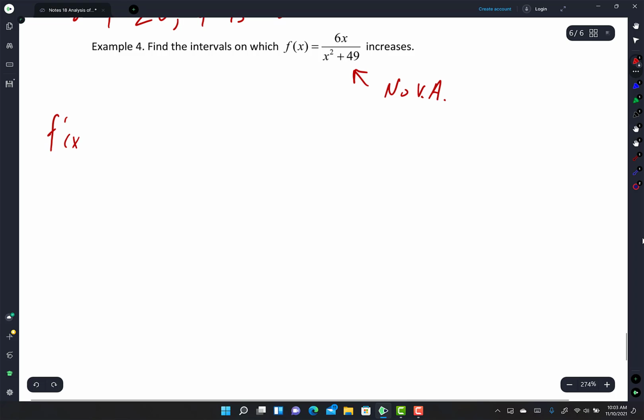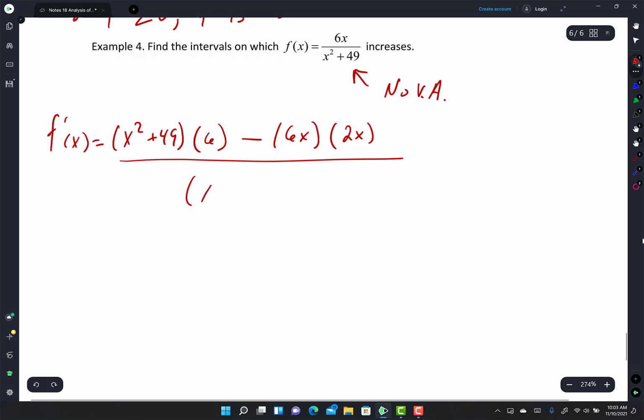So here we go. F prime. I have to do what rule? Quotient. Bottom, x squared plus 49, times derivative of the top, minus top times derivative of the bottom, all over bottom squared. Are we still okay, guys? I'm going to set this equal to 0 to get a critical point. Are we still all right?